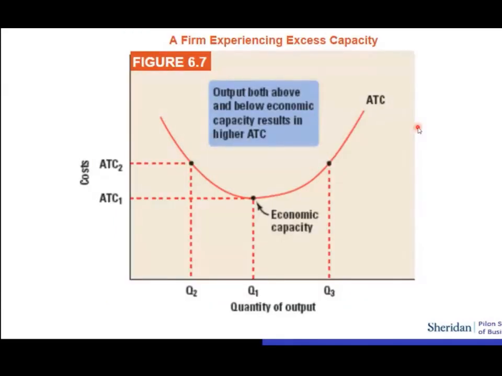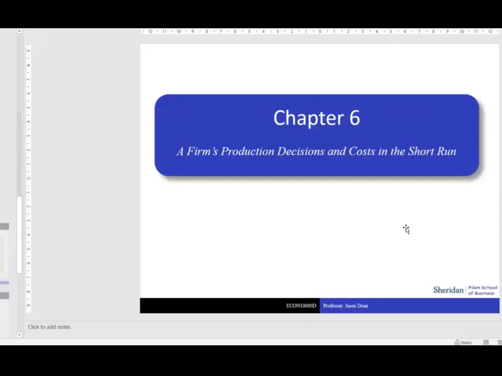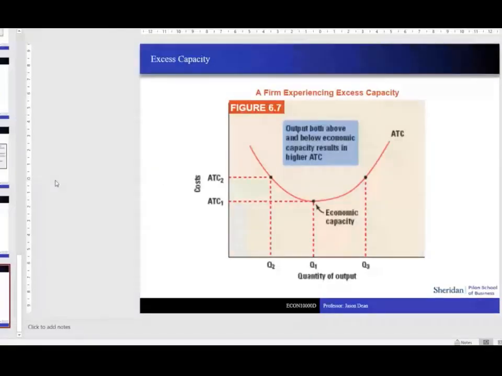Okay. So if a firm is producing Q2, they're not doing the best they can in terms of their average cost per unit. So this is output both above and below economic capacity. Again, if you're here or here, you want to get to here. So we have one example of being above and one below, and economic capacity is just where the average total cost is at a minimum. So that's the overall concepts from this chapter.